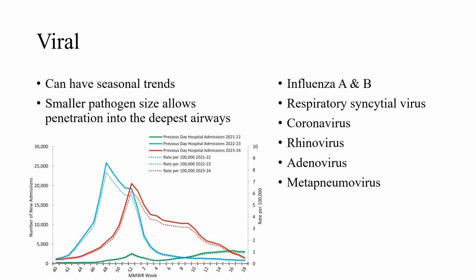And the important thing with viral is sometimes these viral pneumonias can be really nasty. They can be really bad. Why is that? Because that single virus is so small, it gets you down to the deepest part of the lungs, the deepest airways, which can be really hard to expel with a cough.